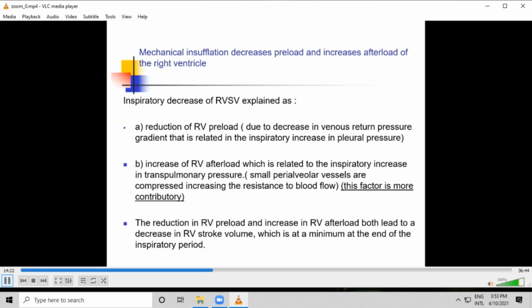So, or RV stroke volume. Now this is minimum, that is the RV stroke volume, because of this phenomenon it is minimum at the end of the inspiratory period, or at the peak of the inspiration, you can say. It's cyclical, and then during expiration, the reverse will happen.